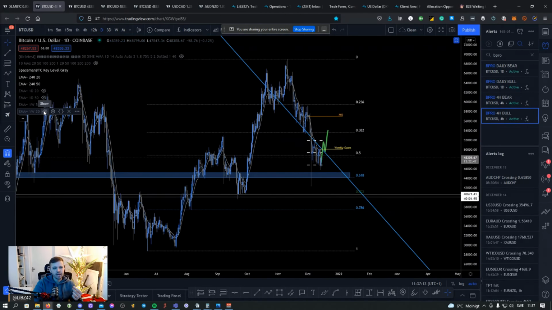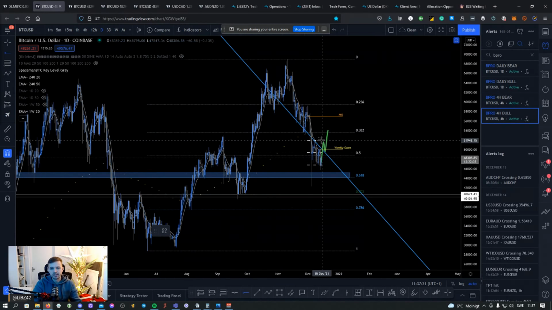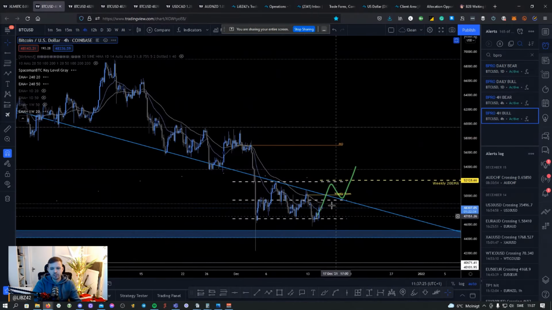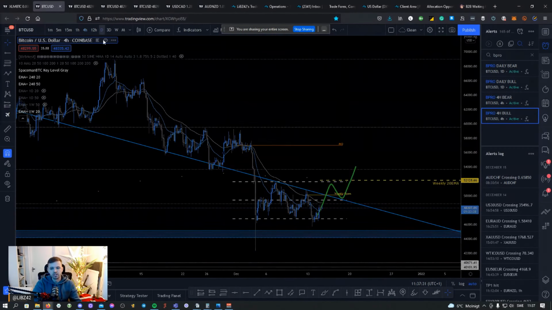On the daily, I'm going to be adding the weekly 20 EMA, which is right now actually in perfect confluence, well, almost perfect confluence with the range highs. If you go back to the 4-hour, you're going to see that the weekly 20 EMA is now right on the range highs right here of the low time frame range.